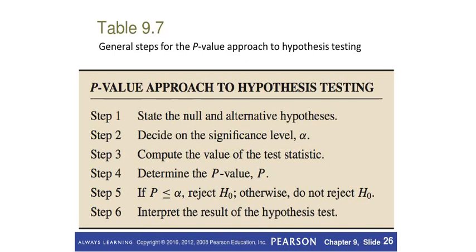And then we need to compute the value of our test statistic. I have the program that I've written for you, and we're going to use that in this section. We're going to determine the p-value based on that computation. And then we're going to test whether we should reject or not reject. If the p-value is less than alpha, we're going to reject that null hypothesis. Otherwise, we don't have enough evidence to reject. And then we'll try and interpret the results of that hypothesis test.